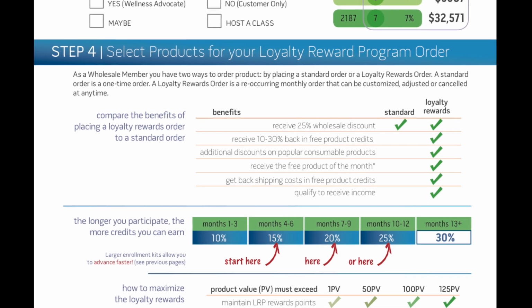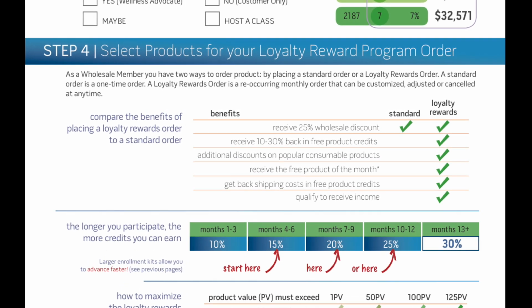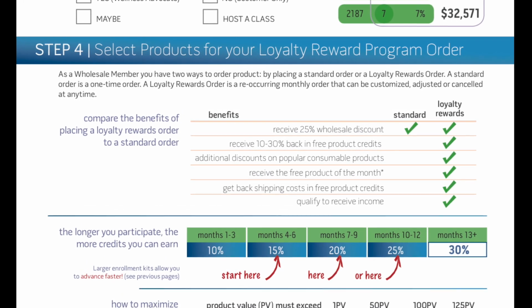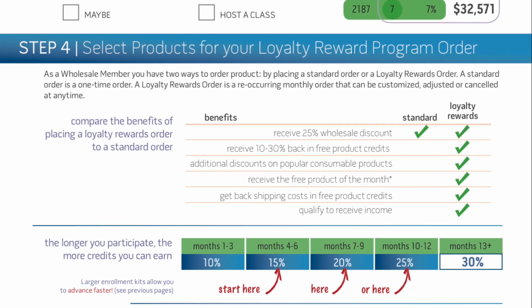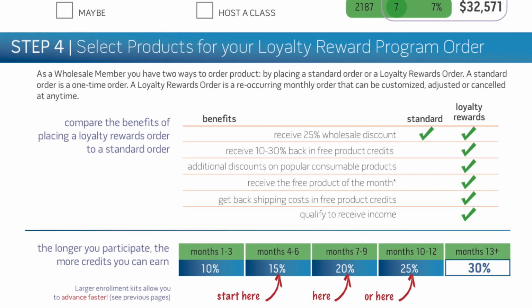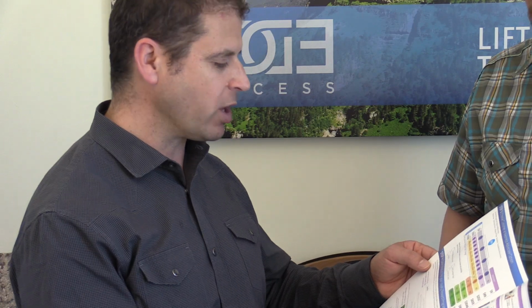As a wholesale member, you have 2 ways to order your product: by placing a standard order or a loyalty reward order. A standard order is a one-time order, and a loyalty reward order is a reoccurring monthly order that can be customized, adjusted, or canceled at any time. And so pretty much that paragraph says it. So if you just read it, you've pretty much done it. And then the graphs here illustrate the benefit.